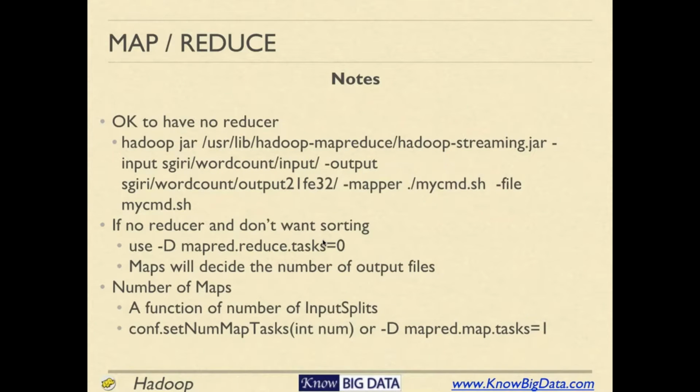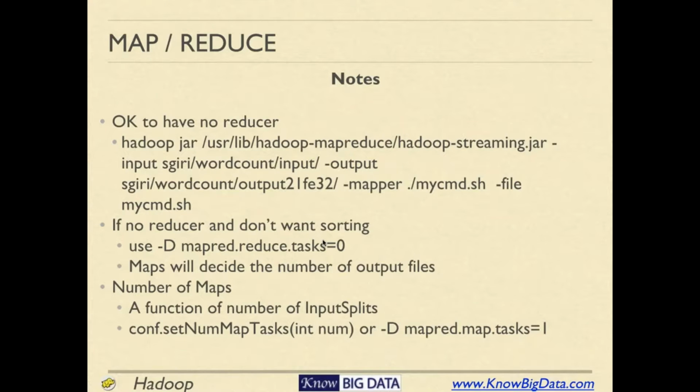First, some of you already tried this. It's completely okay if you don't have a reducer. If you don't have a reducer and you don't want sorting, then you could say -D mapred.reduce.tasks=0. Then the output of the mappers will decide the number of files. If you have multiple map tasks, it will create multiple files, and if you have a single map task, it will create only a single file.